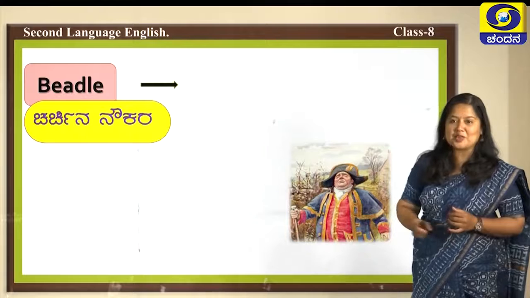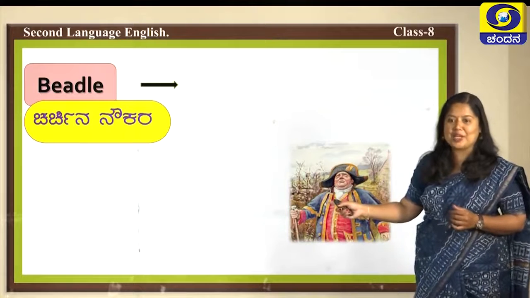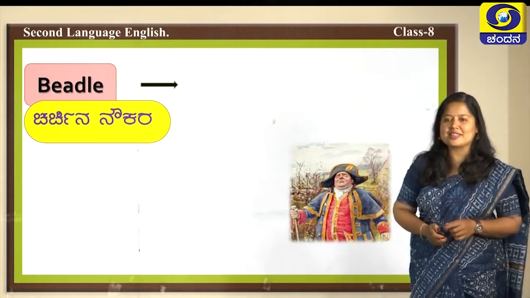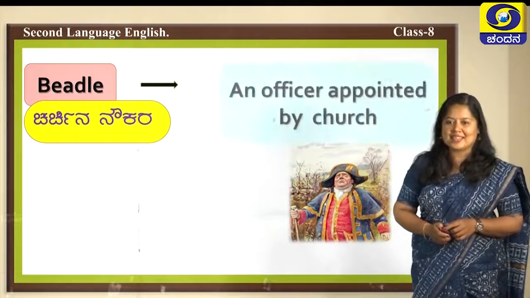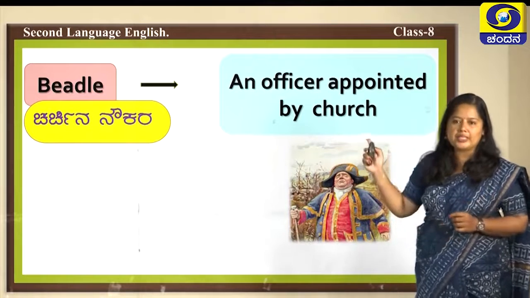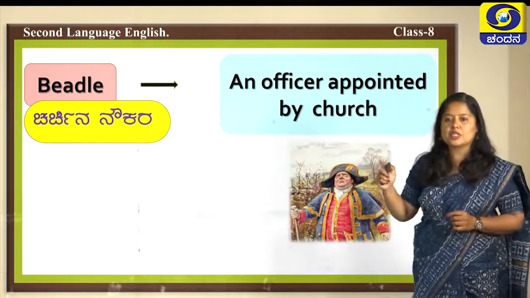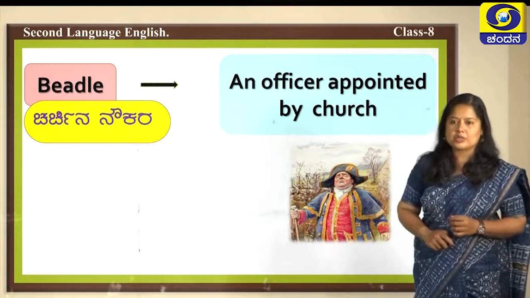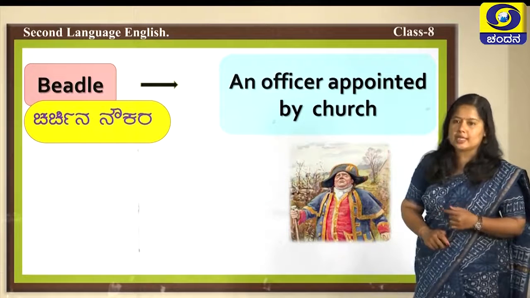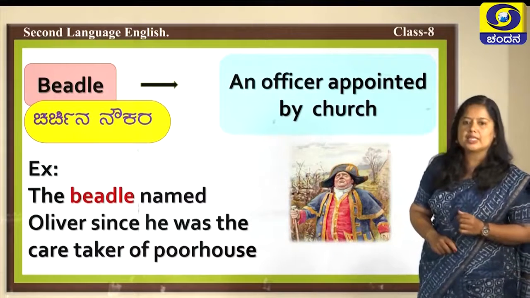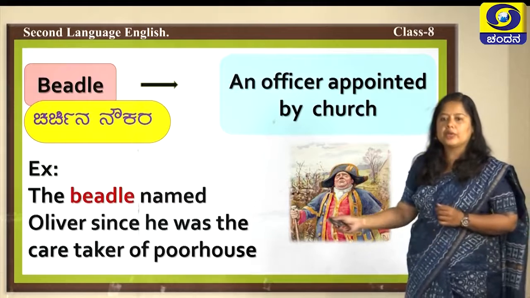Is there any picture in your mind like this? Did you encounter somebody like this while reading the lesson? Can you make out who this is? Yes, it is Mr. Bumble, and a beadle is nothing but an officer appointed by the church. Church authorities used to appoint an officer to look after poor houses. So, the beadle is one such officer. The beadle named Oliver since he was the caretaker of the poor house.